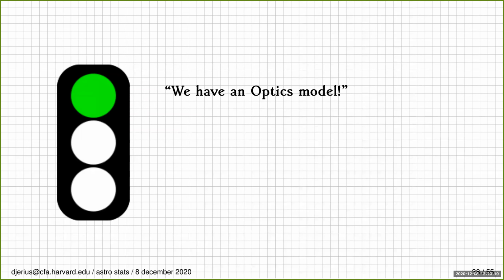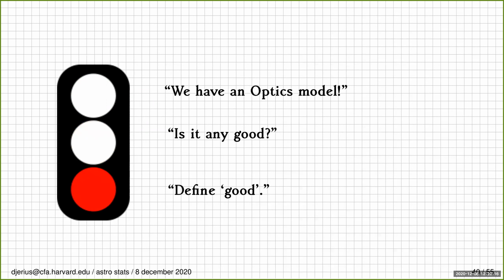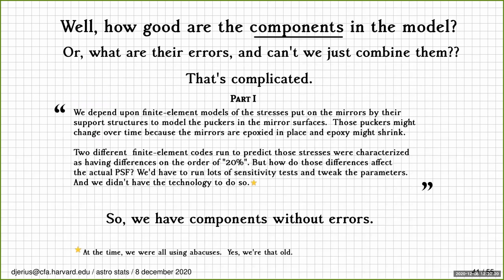And the problem is, we have an optics model. Is it any good? That's a terribly good question. And the real problem is the definition of what good really is. So we've got the components, we have all the errors, but we can't combine them. And one of the problems is that some of the components that go into our models have errors that we don't understand.